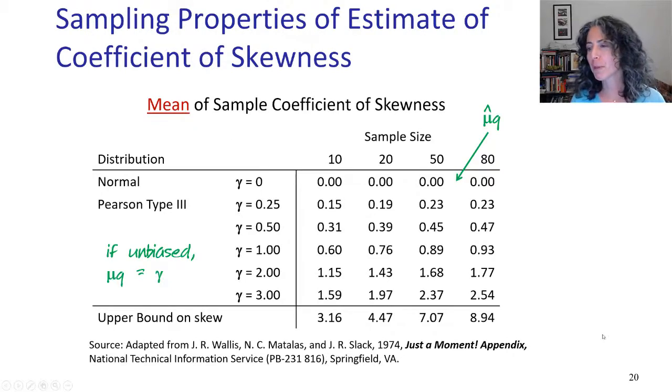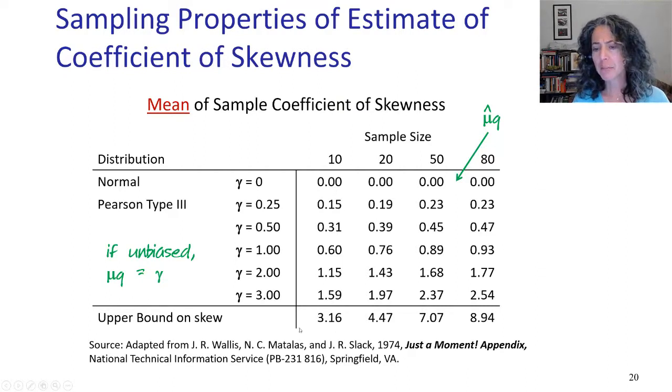So let's look at some results from a paper called Just a Moment by Wallace, Matalis, and Slack that looked at the properties of the sample skew. And it looked at the sampling distribution of the skew coefficient as a function of actual skew and sample size, kind of like we've just been doing. But they summarized some really interesting results. So what we have here is a skew of 0, which would be the normal distribution, and then a Pearson type 3 distribution with increasing values of skew down the rows, and then increasing sample size across the top. And in the table, we have the mean of the sampling distribution of the coefficient of skewness. So this is going to show us whether or not our estimate is biased.